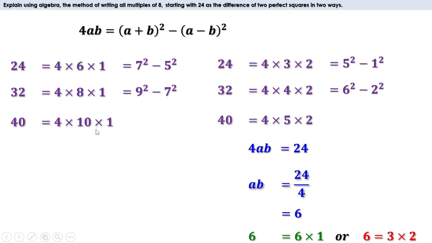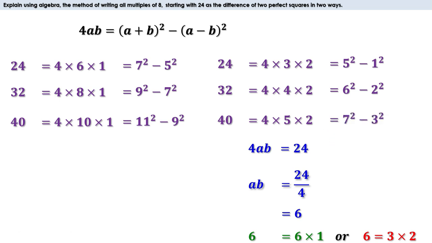Here A is 10 and B is 1. Therefore A plus B is equal to 10 plus 1 or 11 and A minus B is equal to 10 minus 1 or 9. So this can be written as 11 square minus 9 square. In this case A is 5 and B is 2. Therefore A plus B is equal to 5 plus 2 or 7 and A minus B is equal to 5 minus 2 or 3. So this can be written as 7 square minus 3 square.